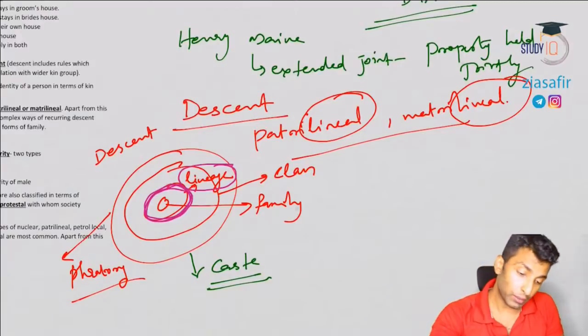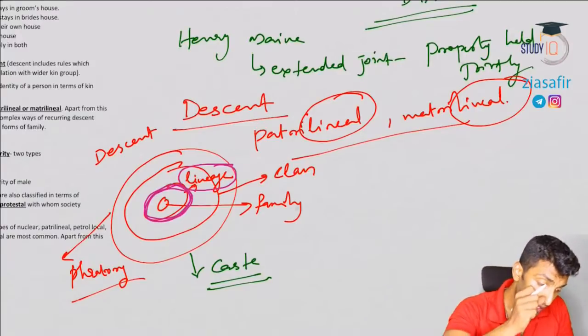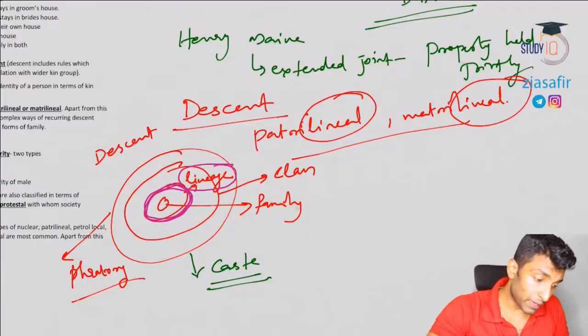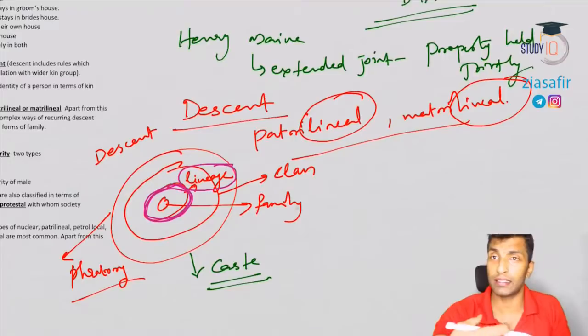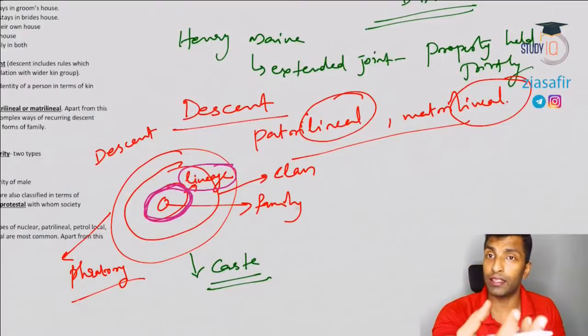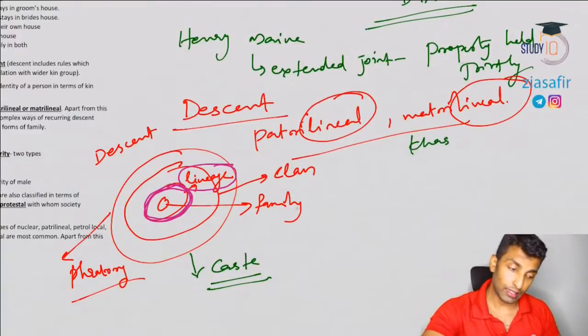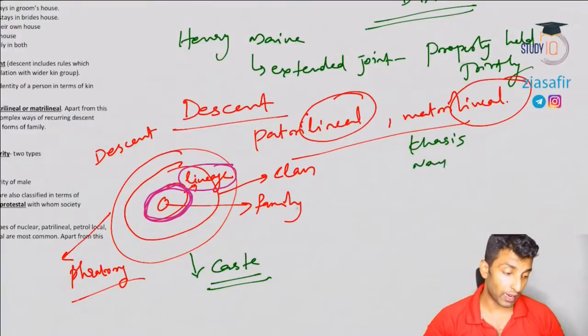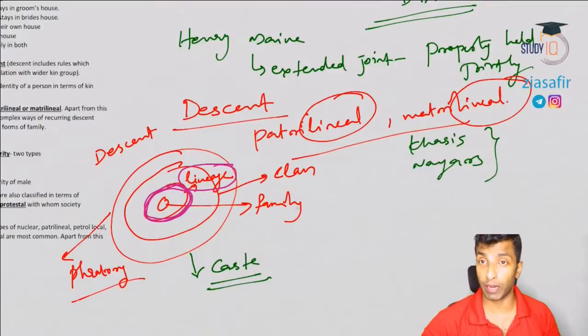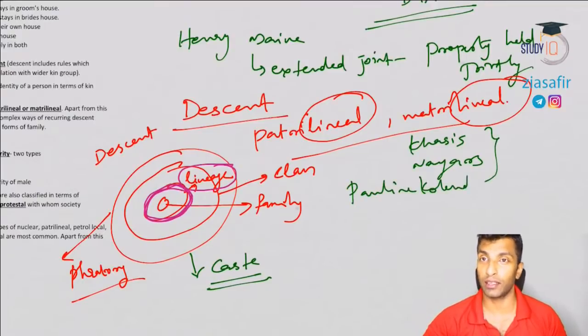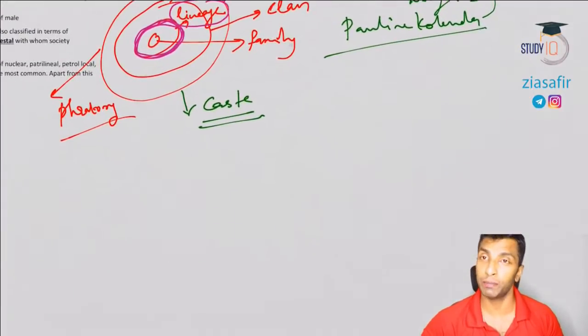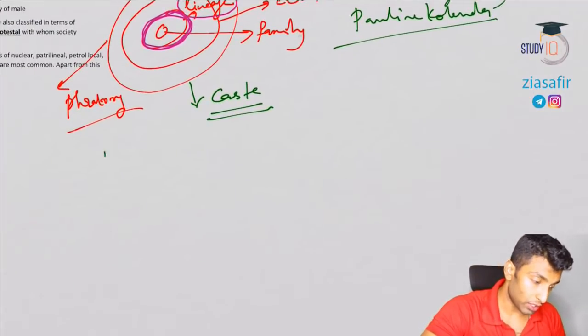So patrilineal and matrilineal are on the basis of descent. Matrilineal means inheritance and lineage, that is, the identity and everything from the mother's side. You can see the Khasis of Meghalaya are matrilineal. The Nayars of Malabar, Kerala, are matrilineal. I will be talking about the study of Kathleen Gough regarding the Nayars of Malabar later. And this is on the basis of descent.